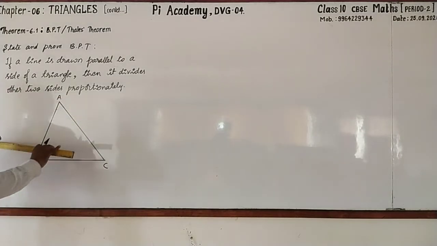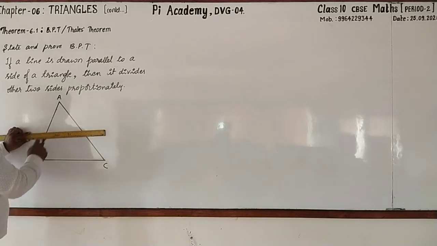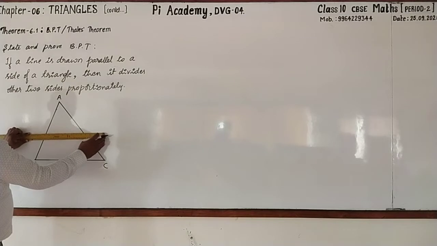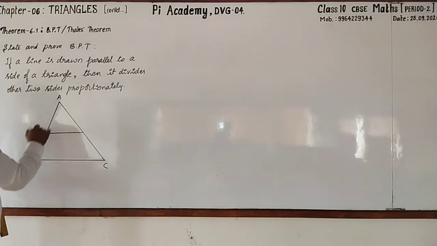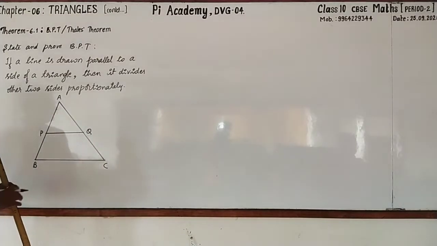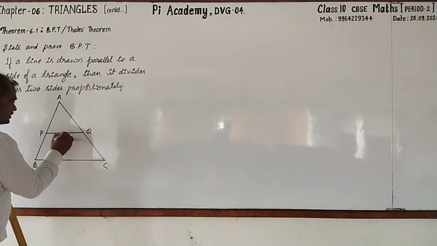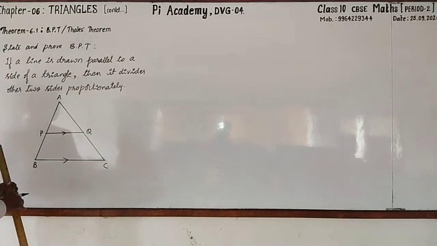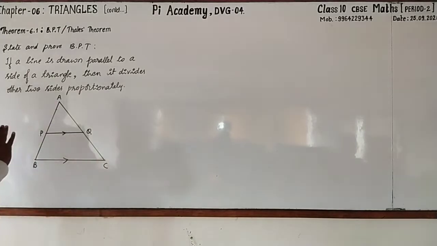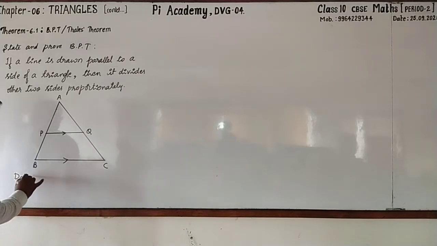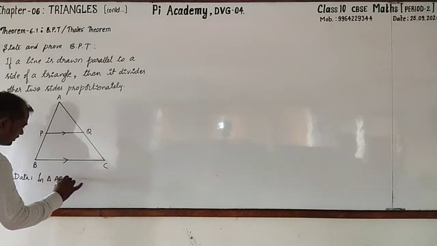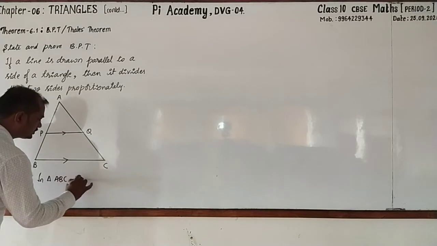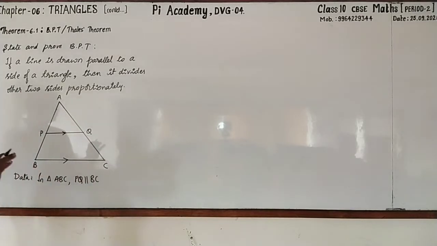Now, let us draw a line parallel to BC which intersects AB and AC at two distinct points. I name these points as P and Q. Look here, P is the point on AB and Q is the point on AC. Have you drawn? It has been clearly mentioned that PQ is parallel to BC, right? Only this much has been given. Go for writing the data. In triangle ABC, PQ is drawn parallel to BC. Only this much is there.